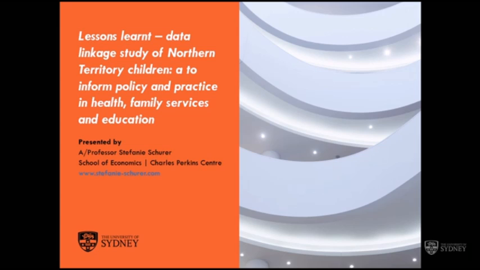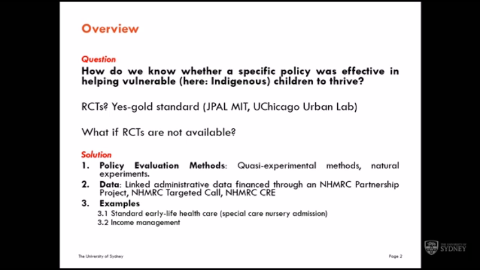Everything I'm going to talk about today is not about children in foster care, but about very vulnerable children in the Northern Territory. And that includes indigenous children, but it may not be necessarily restricted to indigenous children. Okay? So, what will I talk about today? How do we know if a specific policy that we want to evaluate has a causal impact on the lives of vulnerable children? And usually, to produce such scientific evidence, you would really use a randomized control trial.